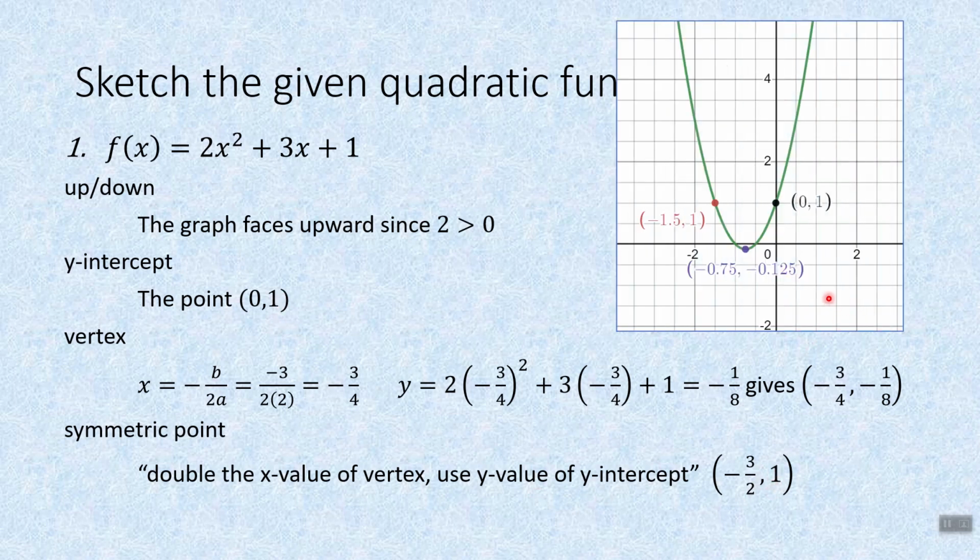All right, if we look at that, (0, 1) is our y-intercept. Negative 3/4, negative 1/8 is our vertex. And the distance from (0, 1) to the axis of symmetry is 3/4. 3/4 to the left, right? The negative is telling us a direction. So we go another 3/4 to the left, which is double the x value of the vertex, to get our symmetric point of the same height as the y-intercept.